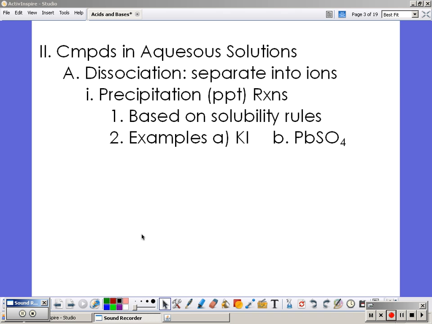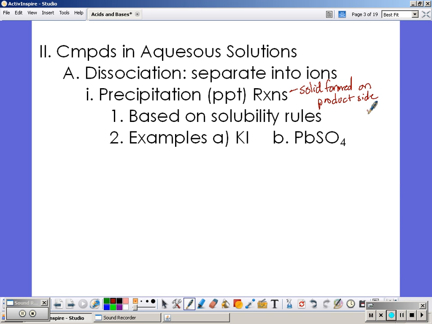compounds in aqueous solutions. So dissociation means that you can separate the compounds into ions. A precipitation reaction, remember, precipitate means a solid. So it's when we have a solid formed on the product side. So you have to be looking at your solubility rules.